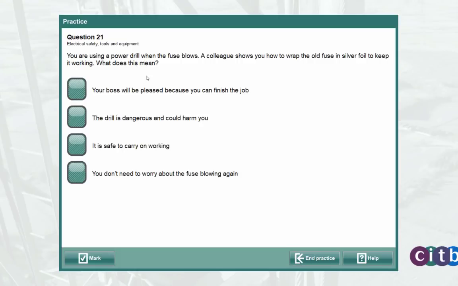You are using a power drill when the fuse blows. A colleague shows you how to wrap the old fuse in silver foil to keep it working. What does this mean? Your boss will be pleased because you can finish the job. The drill is dangerous and could harm you. It's safe to carry on working. You don't need to worry about the fuse blowing again.